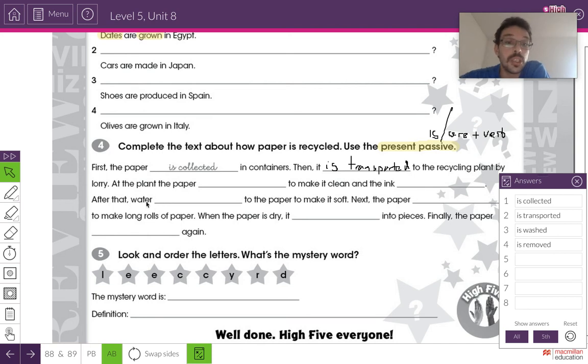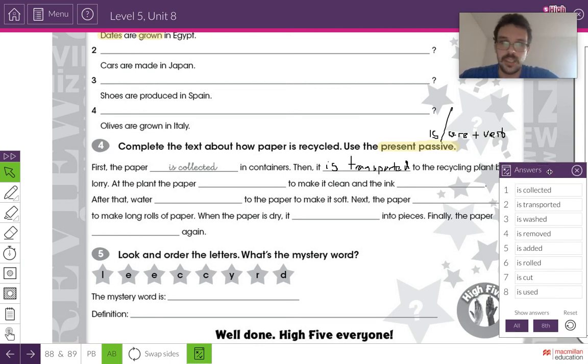After that, water is added to the paper to make it soft. Next, the paper is rolled to make long rolls of paper. And when the paper is dry, it is cut into pieces. Finally, the paper is used again. Did you get all of the answers? Hopefully you did. If not, make sure you have all the corrections, and make sure that you understand everything.